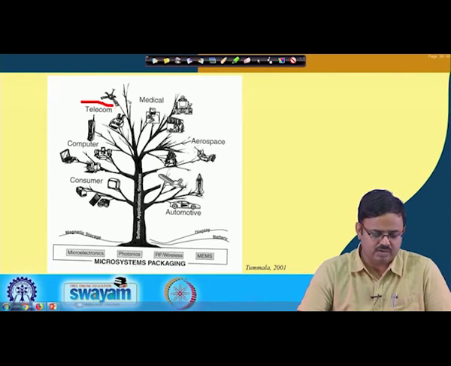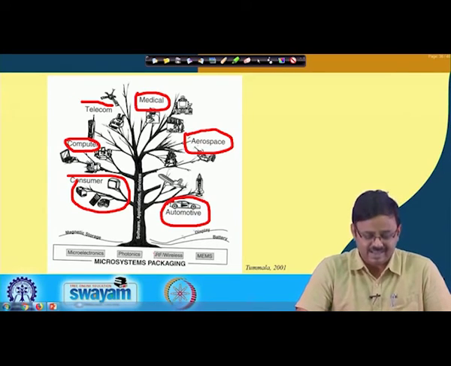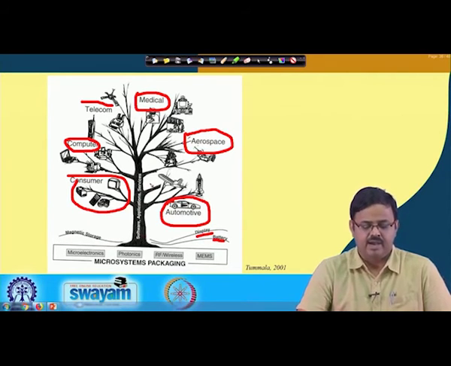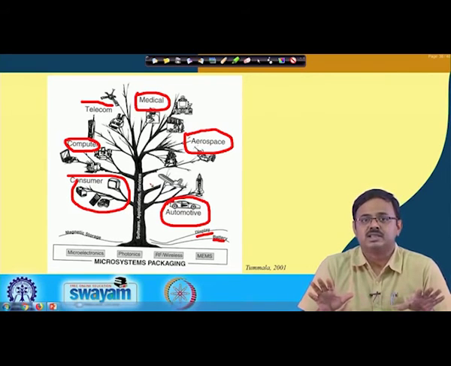Look at some of these. Telecom we talked about, medical we spoke about, aerospace, that is what aviation we were talking about, automotive, consumers, computers. Think about it. Other than that, storage, magnetic storage, display, batteries. Okay. And along with all that, of course, this is a tree, this is an ecosystem.